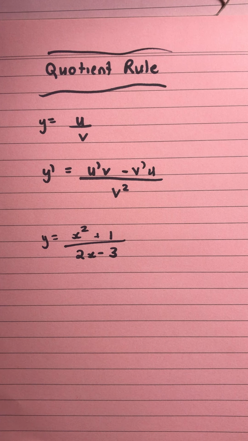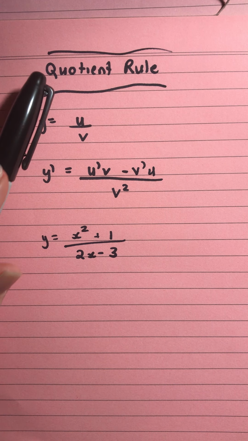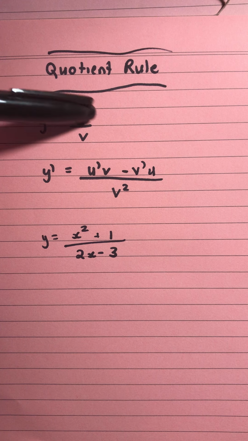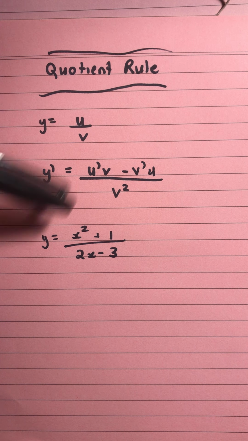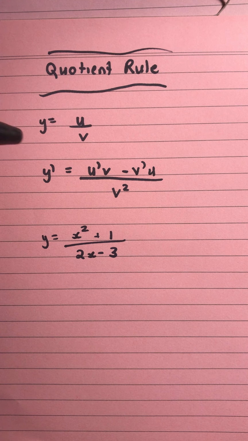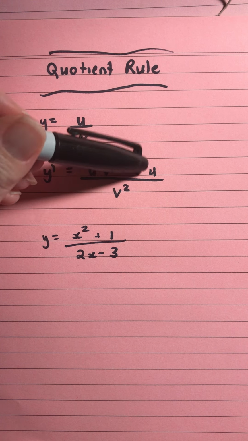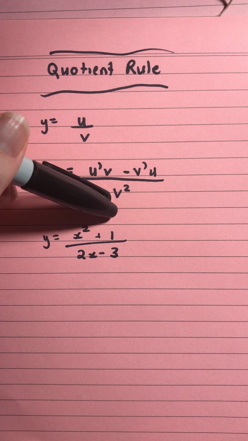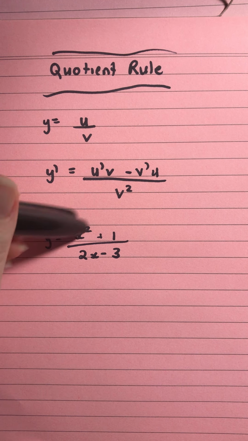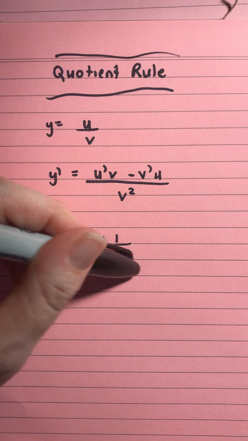Okay, looking at quotient rule here. So our quotient rule is when we're looking where we have a function over the top of another function in a fraction form. So our rule for that is that y dash is equal to u dash v minus v dash u over v squared. So here we've got x squared plus 1 over 2x minus 3.